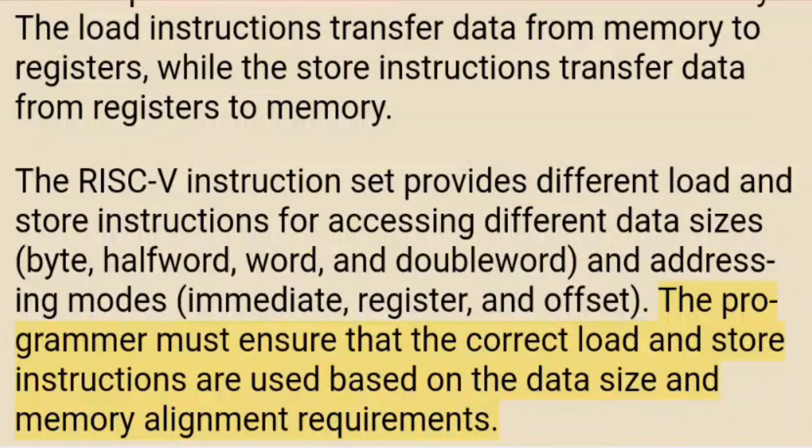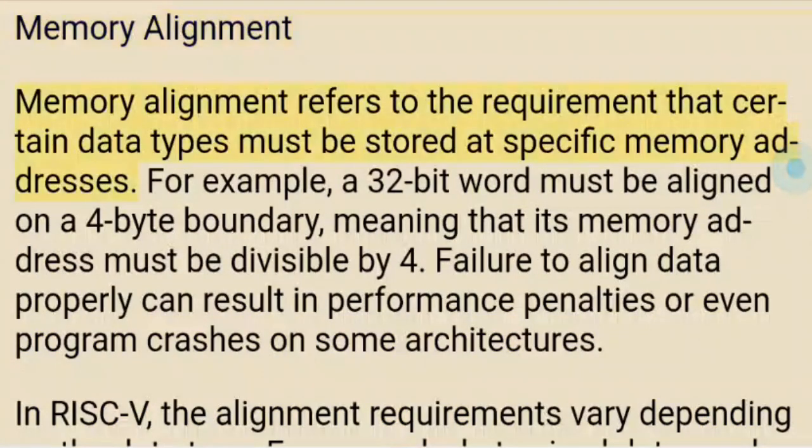alignment requirements. Memory alignment. Memory alignment refers to the requirement that certain data types must be stored at specific memory addresses. For example, a 32-bit word must be aligned on a 4-byte boundary, meaning that its memory address must be divisible by 4. Failure to align data properly can result in performance penalties or even program crashes on some architectures.